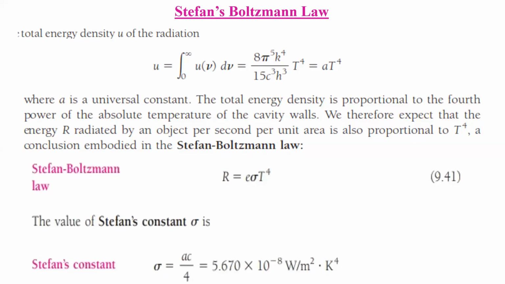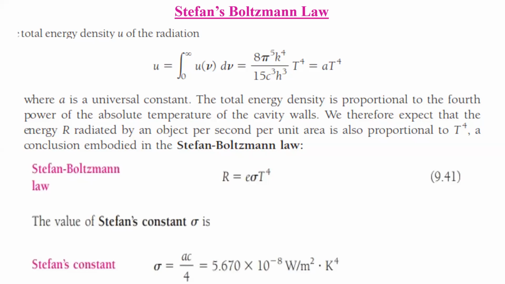The total energy density is proportional to the fourth power of the absolute temperature, whose temperature? Of the cavity walls. We therefore expect that the energy R radiated by an object per second, per unit area, per second for time, if you want to take it through time, per unit area for any particular surface that you're interested in, is always proportional to T to the power 4.